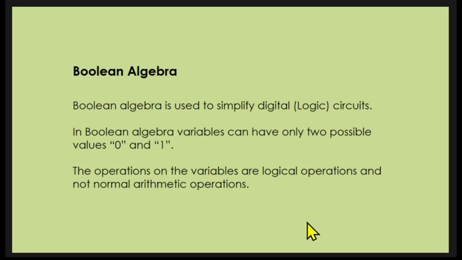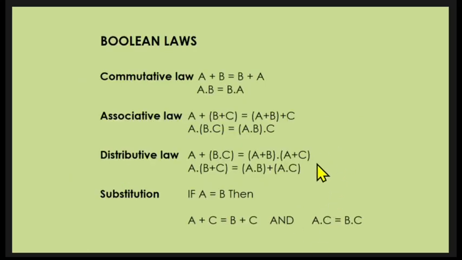In Boolean algebra, variables can have only two possible values, 0 and 1. And the operations on the variables are logical operations. These are not arithmetic operations. These are logical operations: OR operation, AND operation, NOT operation. Let us see some Boolean laws that we can use for simplification of Boolean expressions.